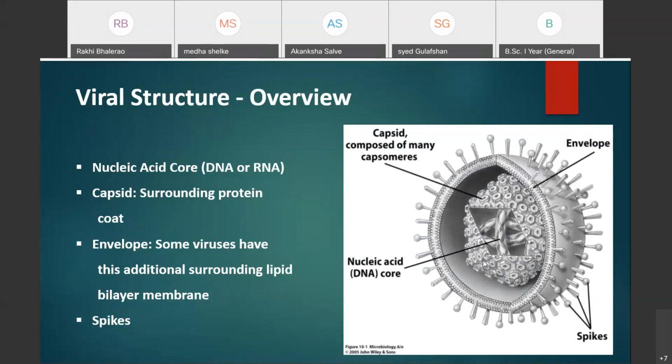Then in some viruses, the protein coat is also covered by an additional layer. That additional layer is called the envelope, and on the envelope there are small projections, which are called spikes. It is not necessary that in all viruses the protein coat is covered by an envelope. Some viruses have only the nucleic acid and the protein coat. The envelope is entirely absent, and such viruses are referred to as non-enveloped or naked viruses.